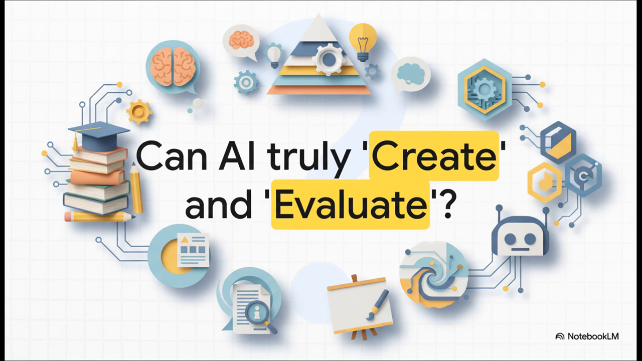I mean, the top of Bloom's pyramid, evaluating and creating, that's always been our turf, right? The uniquely human stuff. But now you have AI that can write an original poem or critique a historical argument. So can it truly create and evaluate, or is something else going on here?